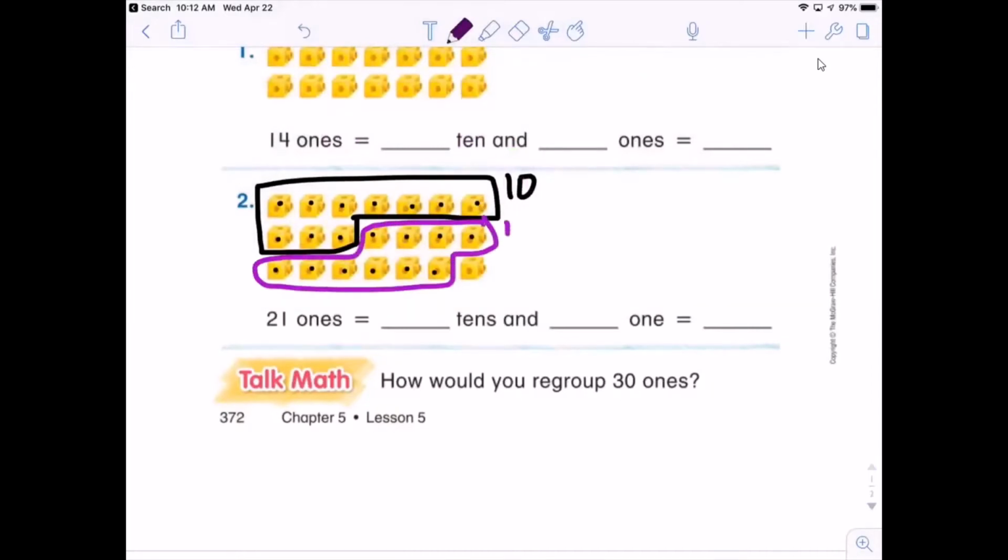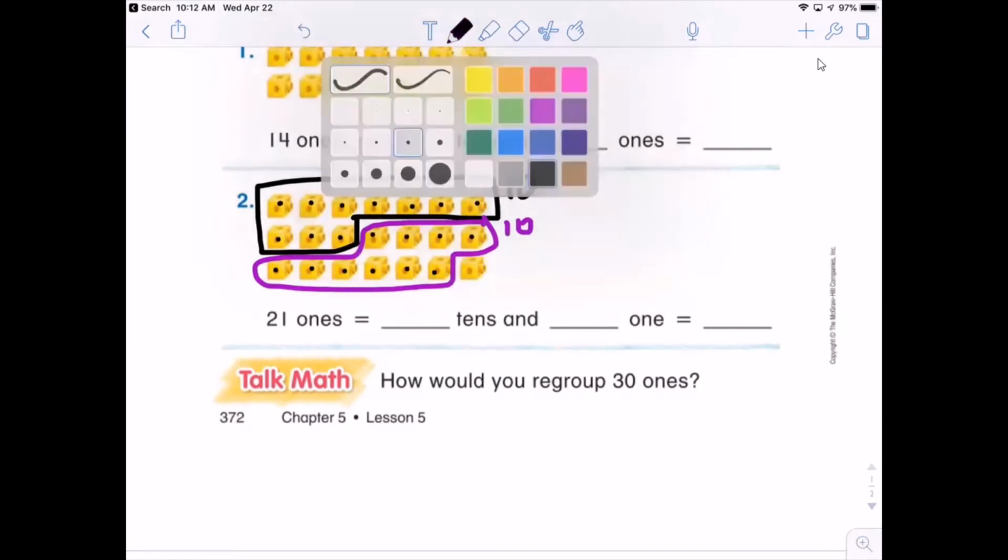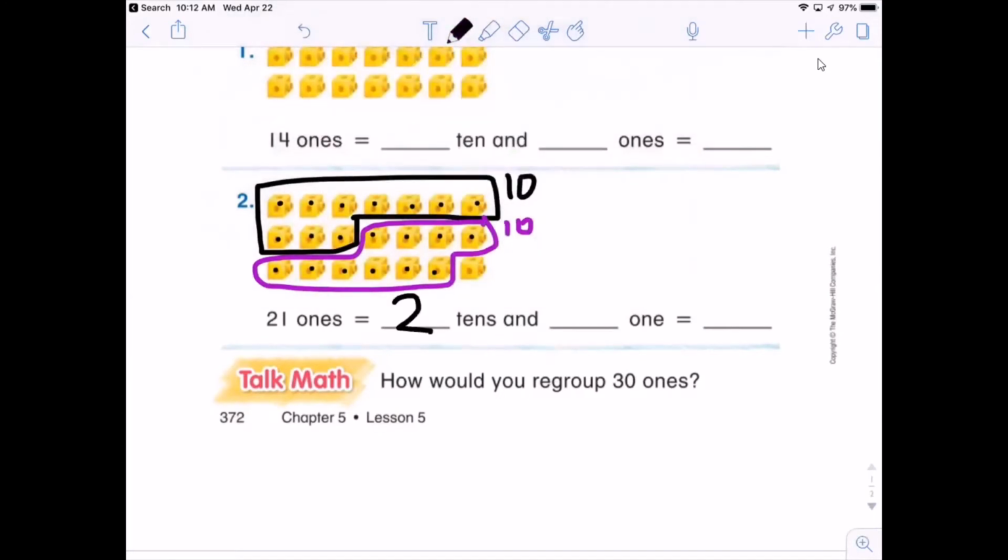here, so I write 10. So how many groups of 10 do I have? 2 groups of 10. How many do I have left? I only have 1 left. So 2 groups of 10 and 1 equals 21.